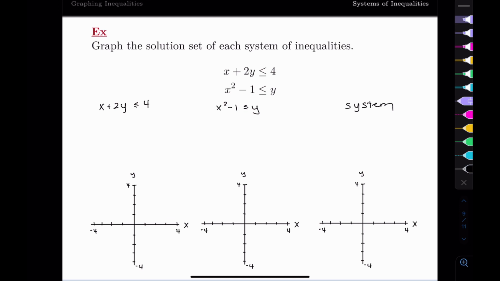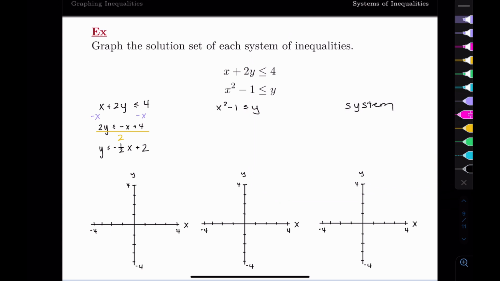So for the first equation, I want to put it in slope-intercept form again. So let's go ahead and move the x to the other side. This gives us 2y is less than or equal to negative x plus 4. And then we divide everything by 2. And this gives us y is less than or equal to negative 1/2 x plus 2.